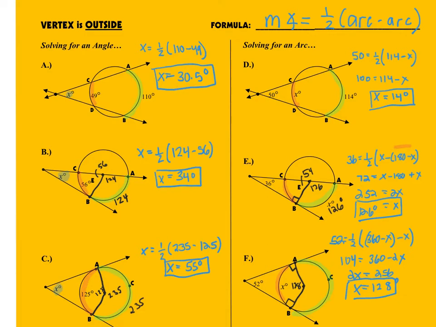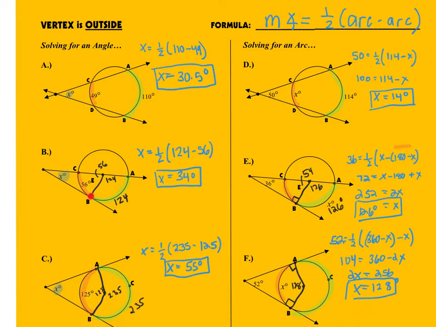Now, if we look at letter B, we're once again looking for this angle right here. And what we can do is we can actually look at this problem a couple of different ways. And as you start to get better, you'll start to see more connections.